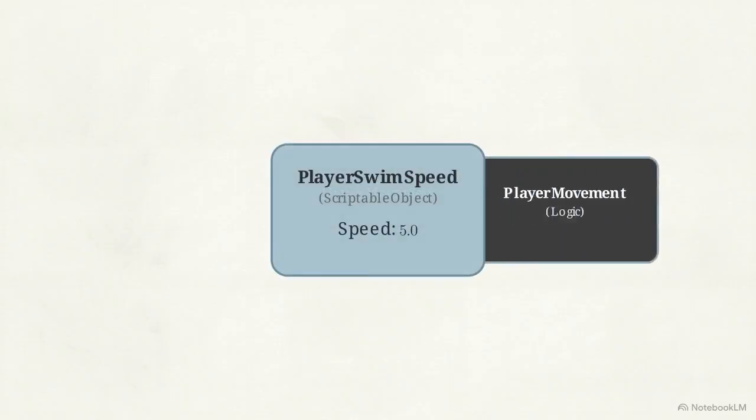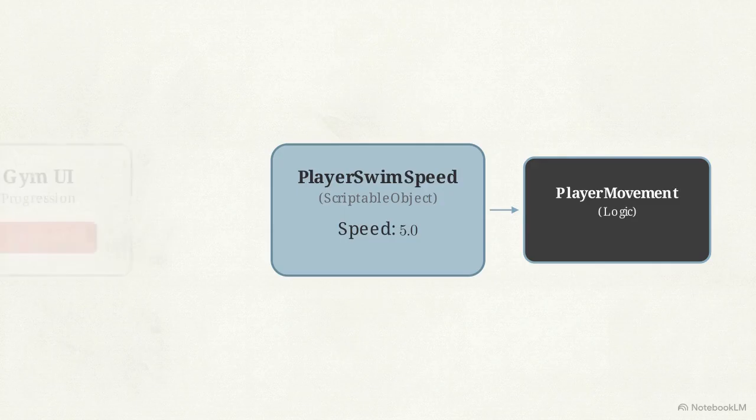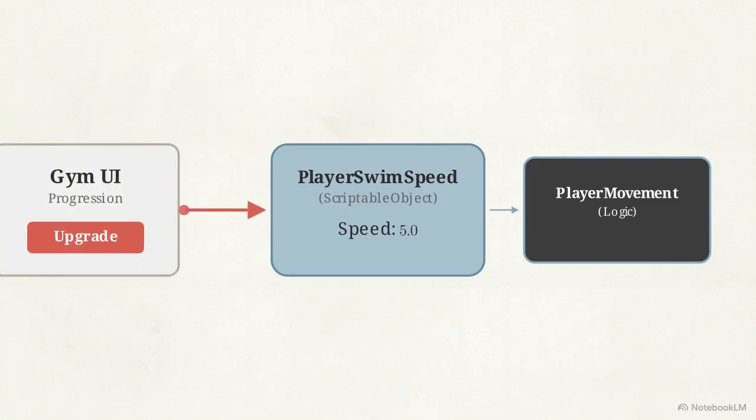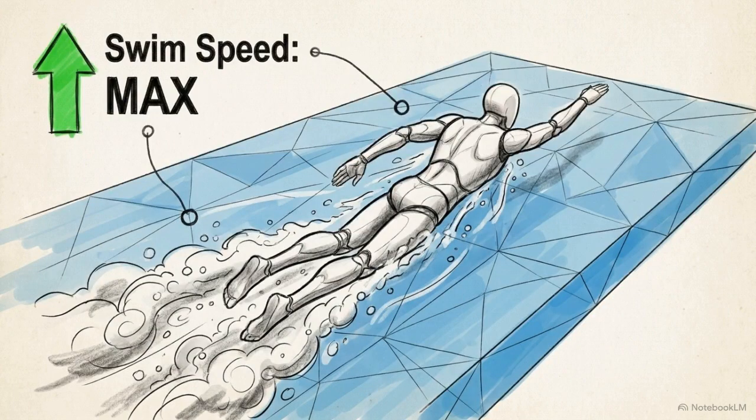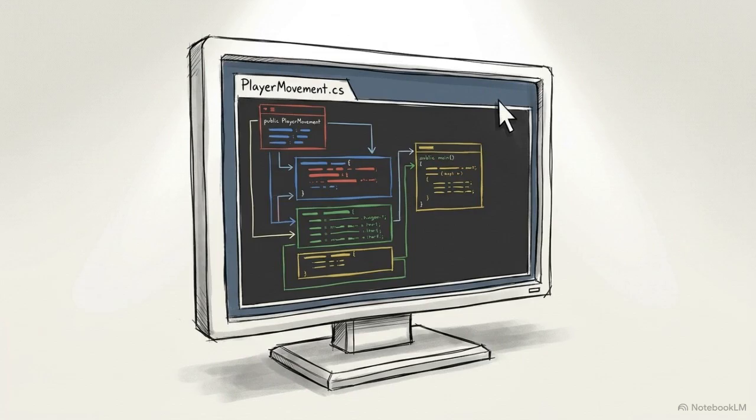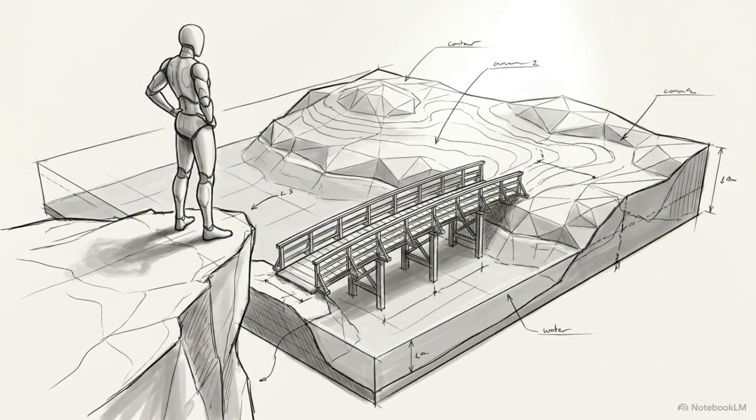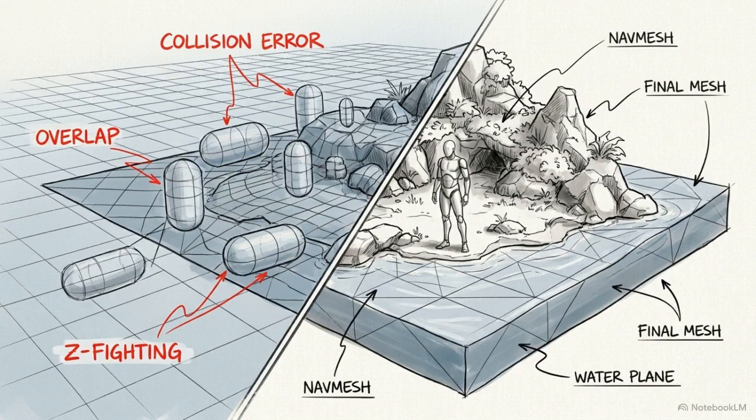Because we decoupled our data into scriptable objects, we can now link the in-game gym UI progression directly to the player's swim speed asset. The player's swimming velocity scales automatically with their upgrades, and we never have to touch the core movement math again. When you map your physical interactions with precision, you give the player a reliable, predictable world. Mastering these foundational systems turns a frustrating technical prototype into a polished, commercial-grade experience.